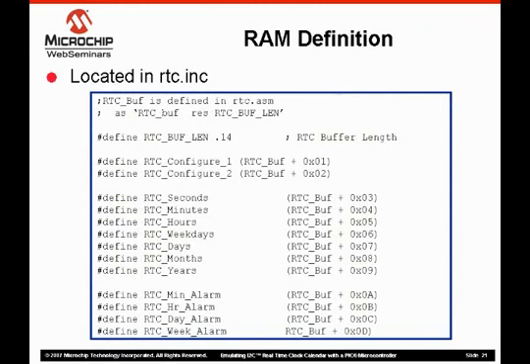This next slide shows the RAM definition for the real-time clock. We first define the length of the buffer, which is 14 bytes long. In the following lines of code, they individually assign a name as well as the offset from the buffer location of each data in RAM. So this ensures that our data is sequential and that it can be accessed by our state machine. And it also makes it easier for us to code.